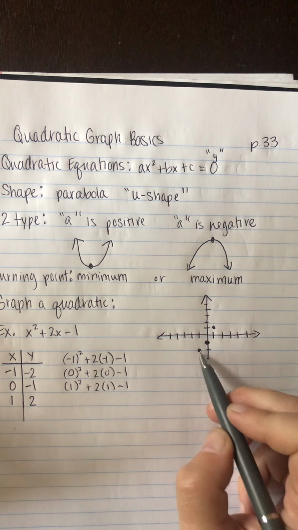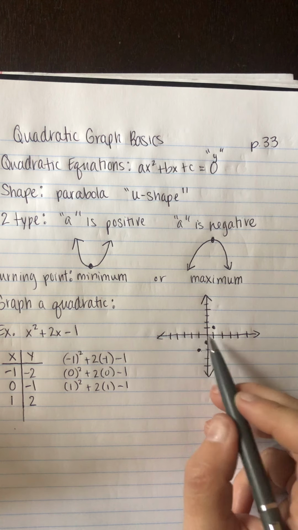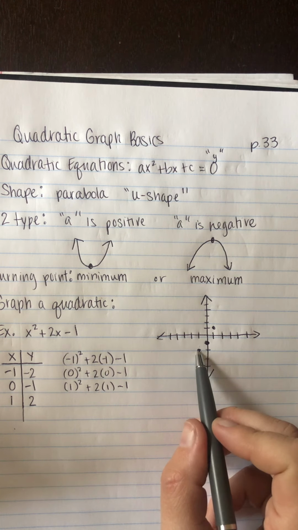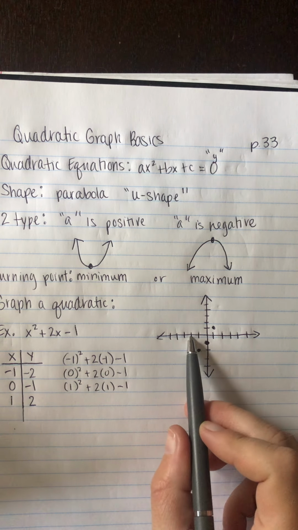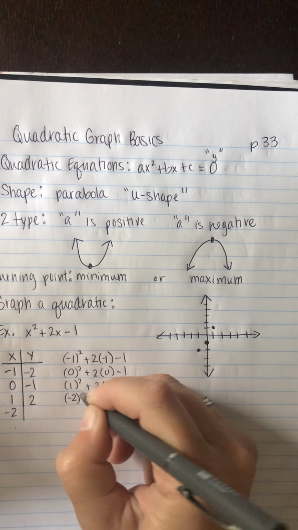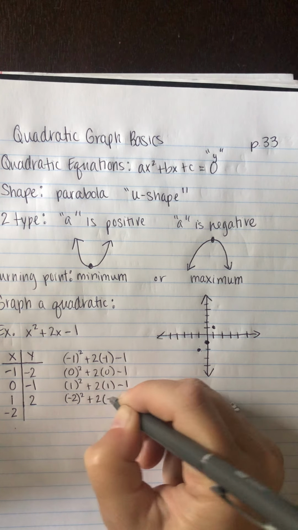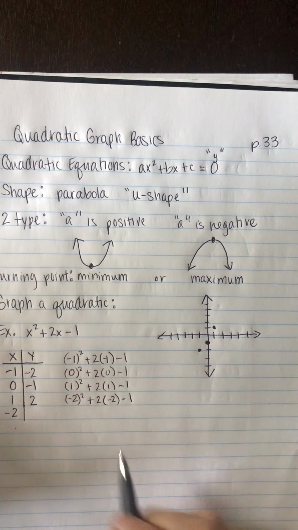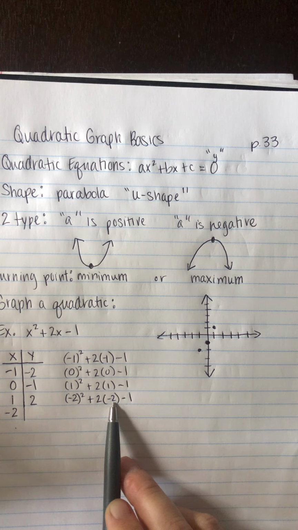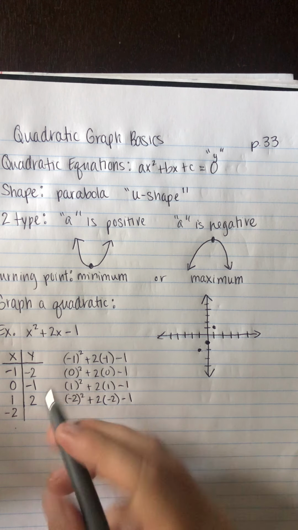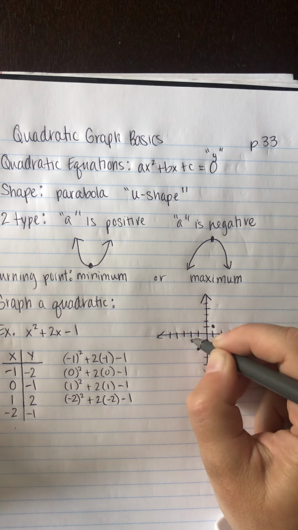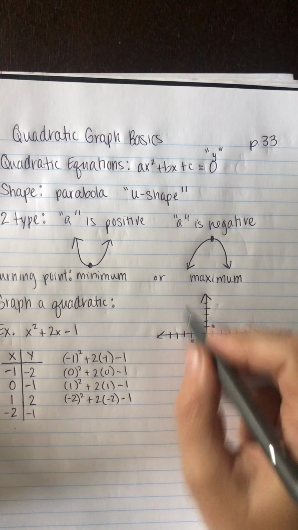So we might want to come over here and try some more negative numbers just to get our other side of our curve here. So this time, let's try putting in -2. So I've got -2 squared plus 2 times -2 minus 1. So it's going to give me +4 minus 4 minus 1, which is going to give me -1. So I come over to -2 and go down to -1. So do you see how that's starting to create that curve upward?